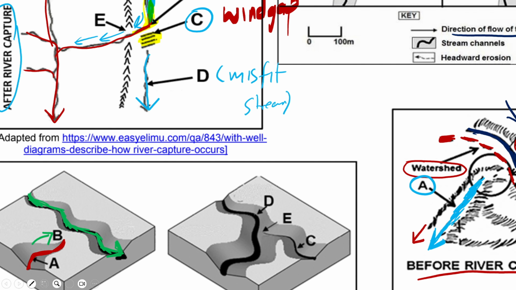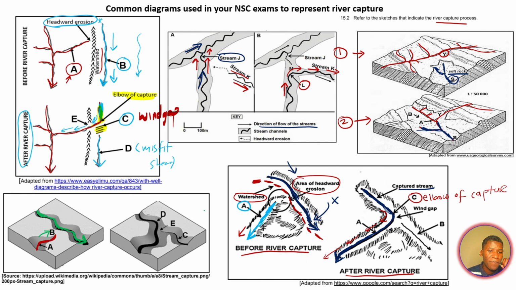Now the river changes direction. Basically, the river which was river B initially starts changing direction. It won't flow in its initial direction. It will now change direction and flow towards stream A, because stream A has captured its water. Stream A has stolen its water because it's more energetic. So we can now identify the features of river capture in this particular scenario.